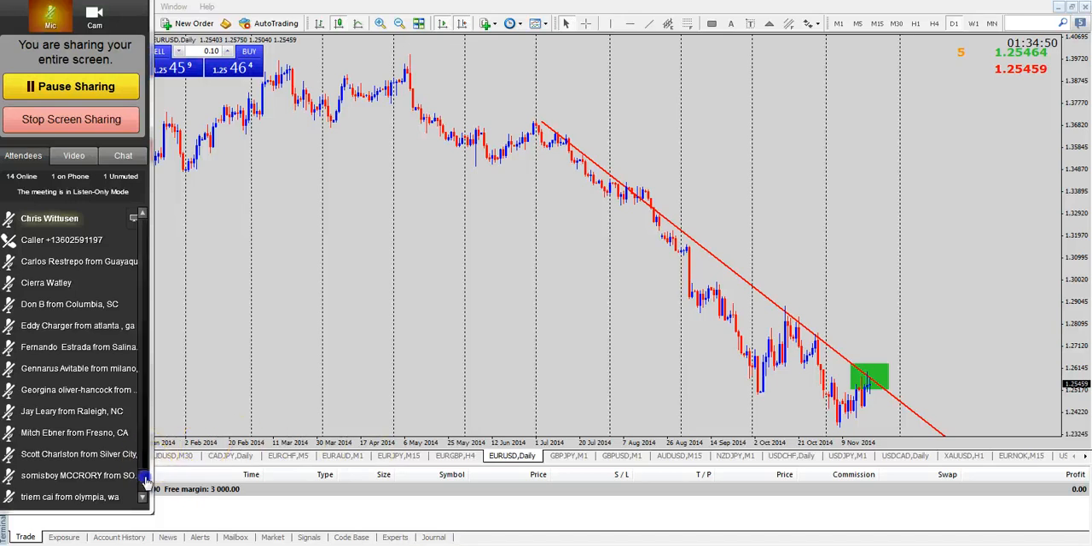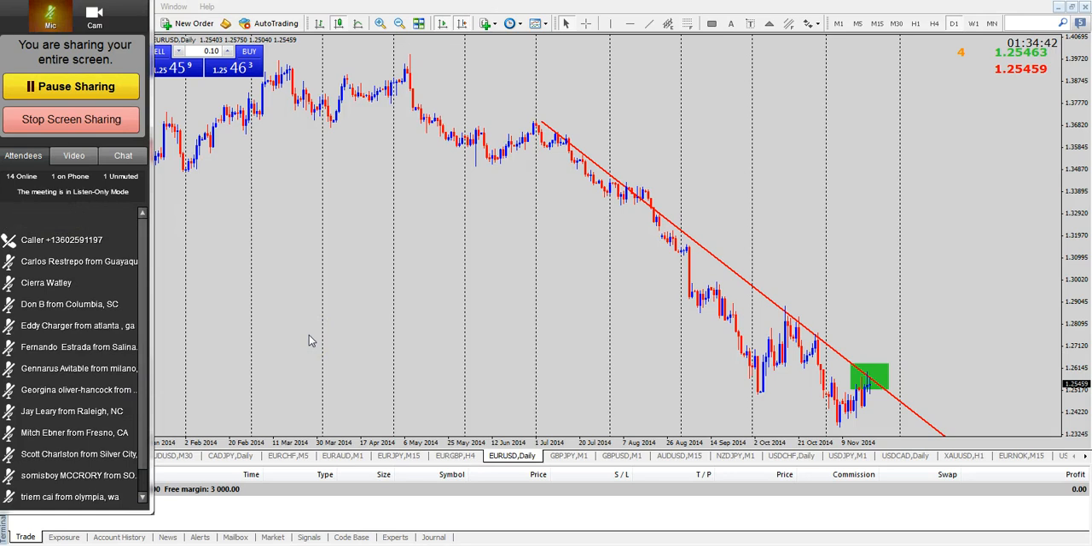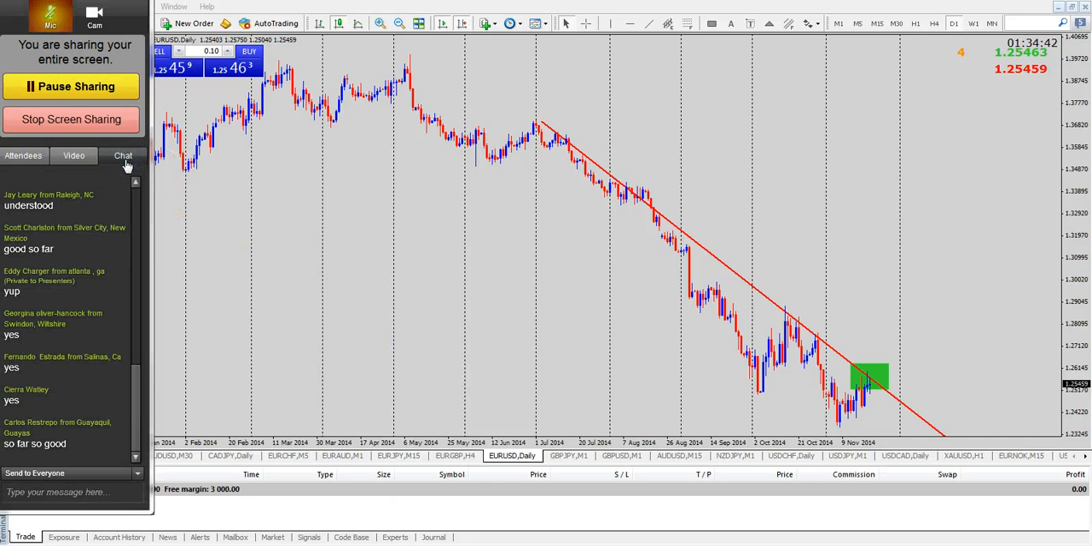Now you can text because you're all muted, so you could just text out the answer if you all hear me and if you understand what I've said so far. Please type in your answer. Alright, Carlos, you say so far so good. Good. Fernando, Don, good. So you're all with me. That's good. I haven't lost you yet.